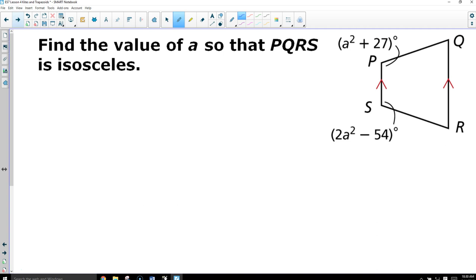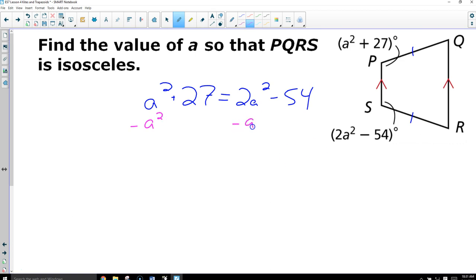Here they want to know the value of A that makes it isosceles. So what we need to know is that if it's an isosceles trapezoid, those base angles need to be congruent. So I need to set A squared plus 27 equal to 2A squared minus 54. I'm going to subtract A squared from both sides, and I'm going to add 54 to both sides.